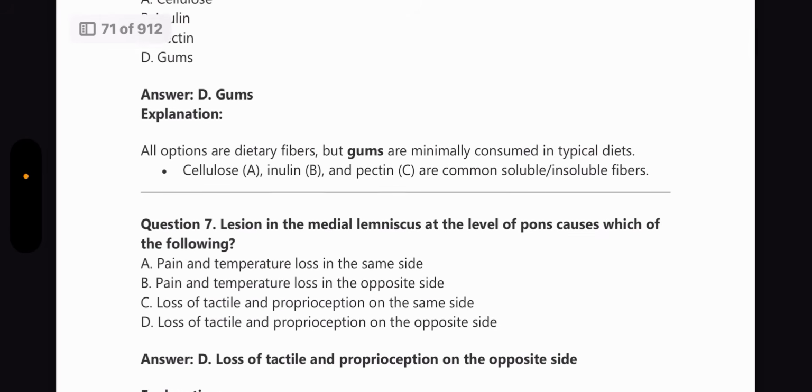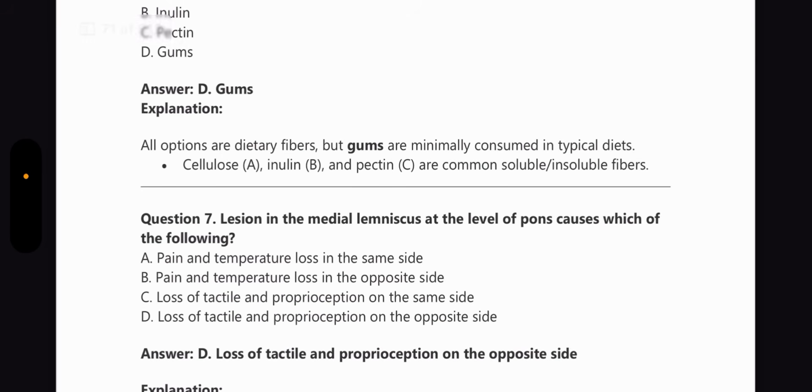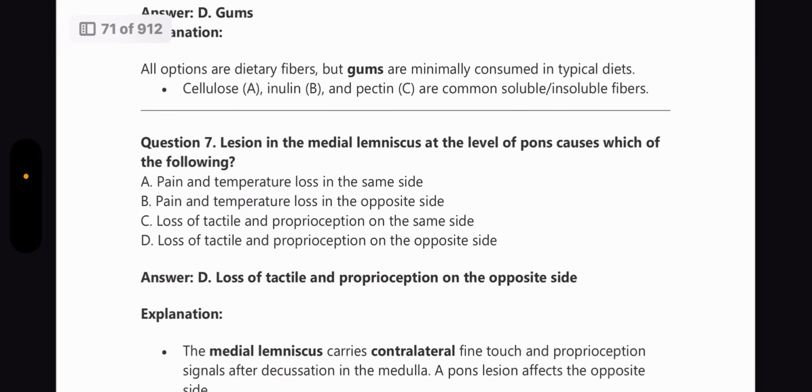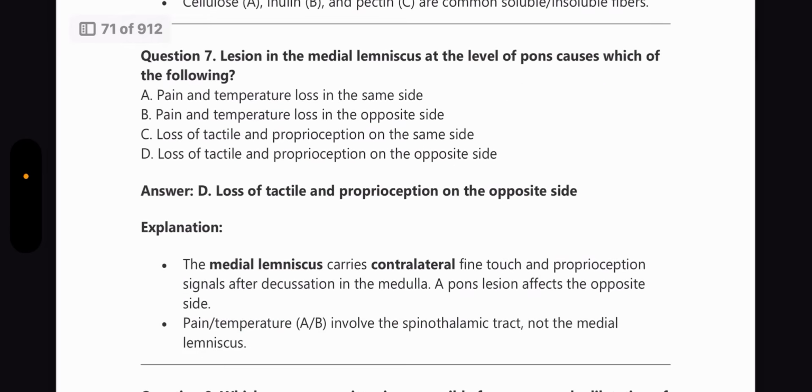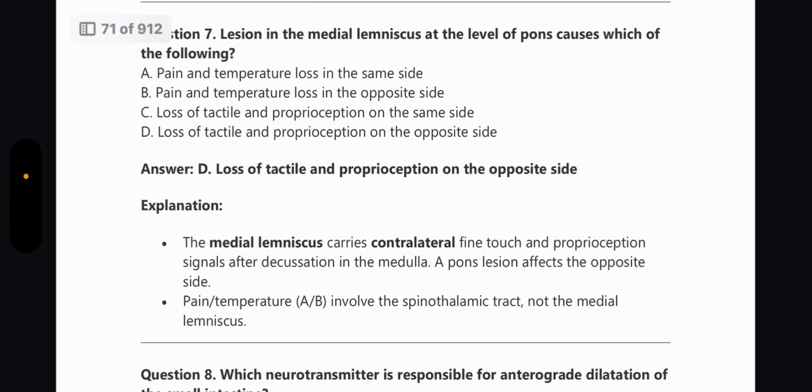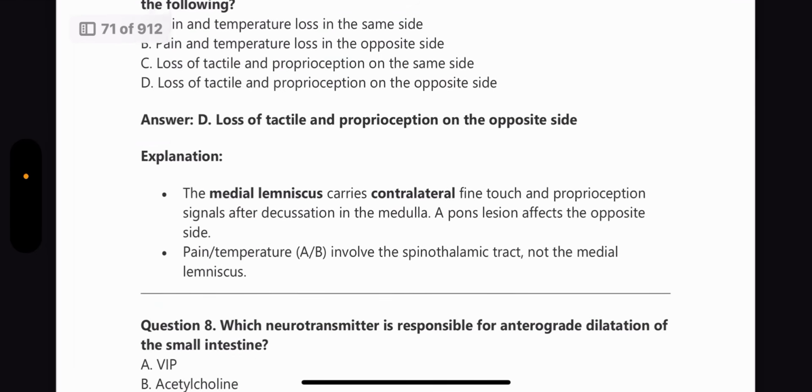Next, lesion in the medial lemniscus at the level of pons causes which of the following? Answer, loss of tactile and proprioception on the opposite side. The medial lemniscus carries contralateral fine touch and proprioception signals. After decussation in the medulla, a pons lesion affects the opposite side. Pain or temperature involves the spinothalamic tract, not the medial lemniscus.